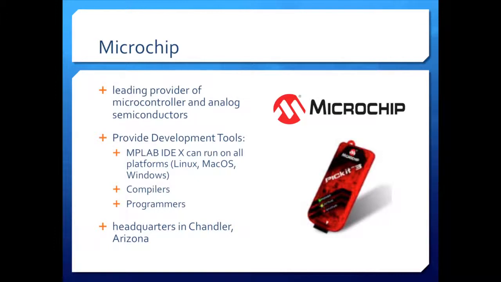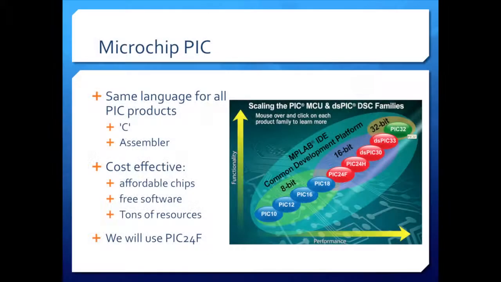The MPLAB X IDE, which can run on all the platforms that are common these days between Windows, Linux, and Mac. So it runs on actually a NetBeans platform. The compilers that we will be using are just the XC16, and then the programmer over here you can see on the right is the PICkit 3, which flashes our code to our chip. Microchip is headquartered in a place called Chandler, Arizona, which is just outside of Phoenix.